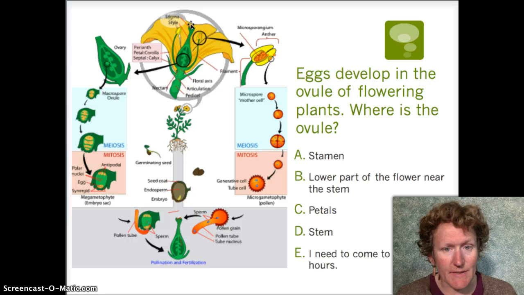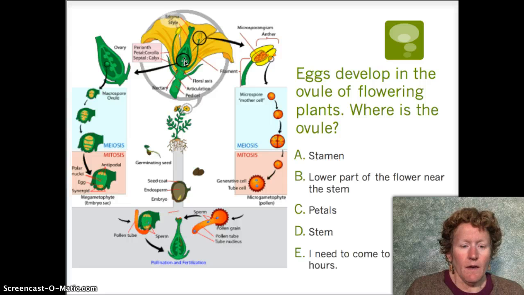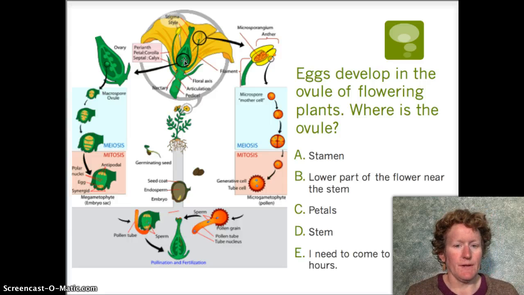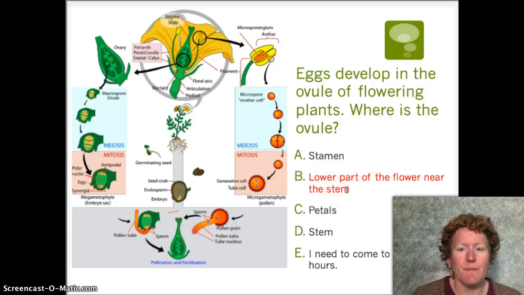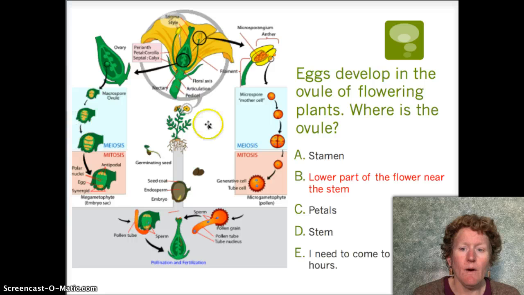pollen from another plant, and that fertilizes this one so they can do sexual reproduction with different genes from a different organism. And then this develops into seeds and maybe even fruit to give the seeds, animals, a reason to take the seeds different places. If you guessed the lower part of the flower near the stem, you are absolutely correct. Remember, eggs develop in the ovule of flowering plants. They're basically like the eggs in humans that develop in the ovary. Ovule sounds a lot like ovary, and it's right here in the flower.